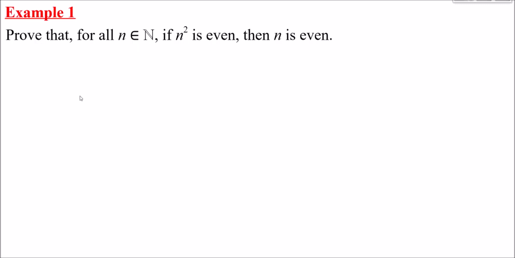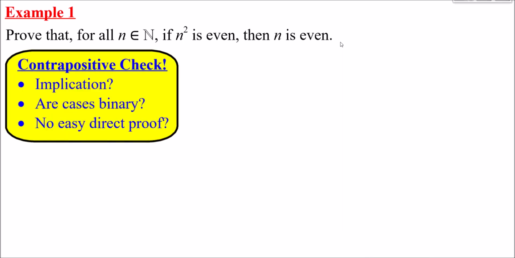So let's have a look at an example. Let's imagine we wanted to prove that for all n being any natural number, if n squared is even, then n is even. So would the contrapositive be of use here? Well, yes, it would be, but let's just check. Is the statement an implication? Well, yes it is, because it says if and then, so it's an implication. Are the cases binary? We're talking in terms of evens. It's either even or odd, it's one or the other, so yes it is binary.